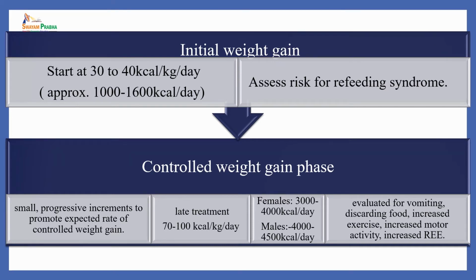Here we can provide as high as 3000 to 4000 kilocalories in the case of females, and we can go up to 4000 to 4500 kilocalories in the case of males. But here we have to take into account the condition. For example, they have to be evaluated for the presence of vomiting, whether they are discarding any food, whether there is any increase in exercise or increased motor activity, or increased resting energy expenditure.